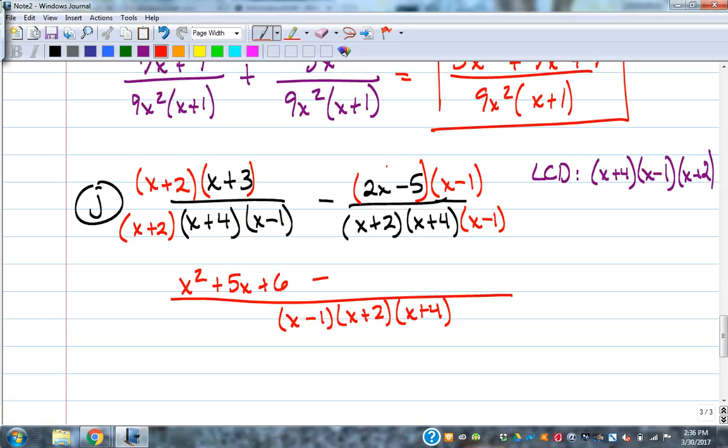minus, now here's a big thing. Since it's a subtraction problem, we're subtracting this entire numerator, not just the first piece. So I always put a set of parentheses next. If it's addition, it doesn't matter. It's not going to mess it up. But because it's subtraction, it's very important that you remember that you're subtracting that entire numerator, not the denominator, not just the first piece. So here, 2x times x is 2x squared minus 2x minus 5 minus 7x plus 5. 2x squared minus 7x plus 5.